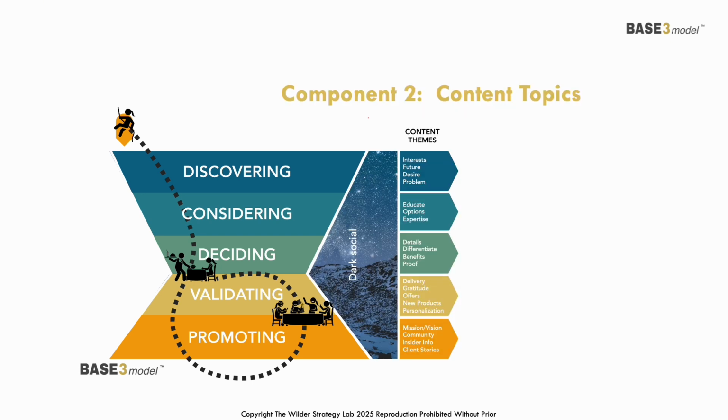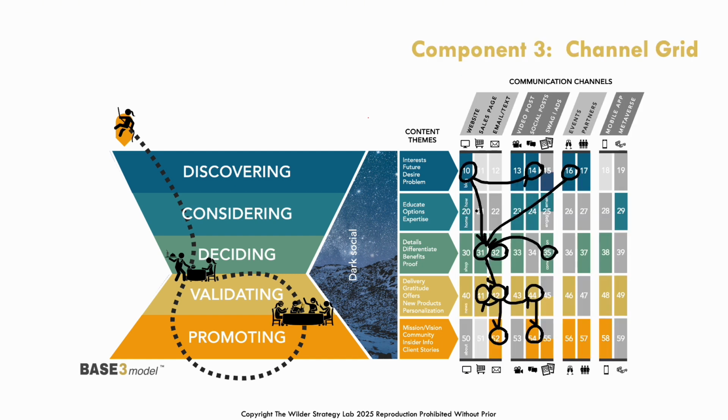Component number 2, content topics. The content theme column indicates what type of content the customer needs at that level of their decision-making journey. Component number 3, channel grid. The grid to the right shows the standard communication channels that most businesses have in place. You can use the grid to map out the customer's journey in a campaign. The diagram becomes the architecture of the campaign, and each number is a touch point. You can use the numbering system for production purposes and in your discussions with your clients and team.